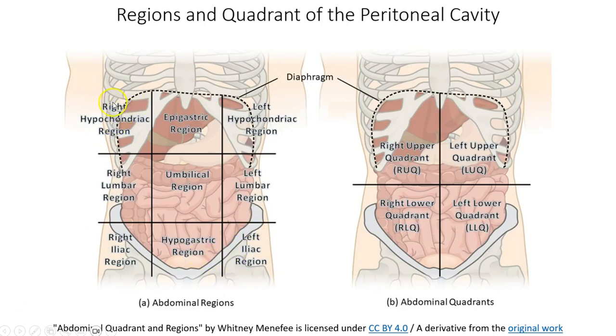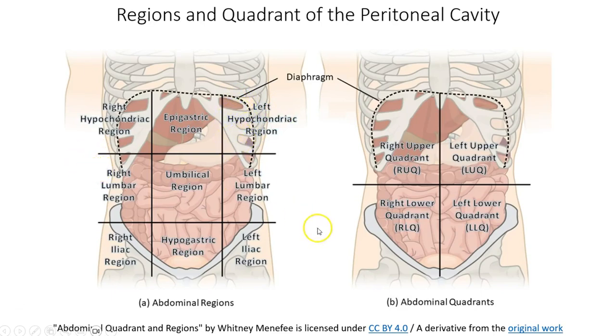So we have the right hypochondriac region, which is going to include part of the liver, but not much more than that. The epigastric region has most of the liver in it and part of the stomach, as well as the gallbladder. The left hypochondriac region is going to include just that tiny piece of liver, as well as the spleen and part of the stomach.